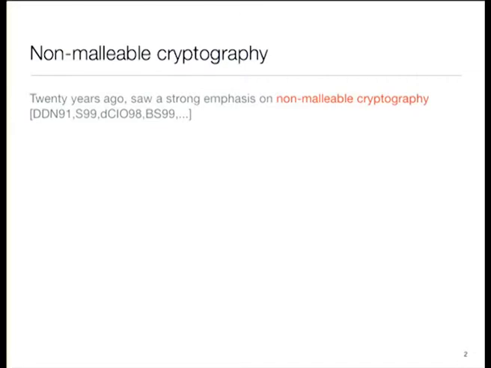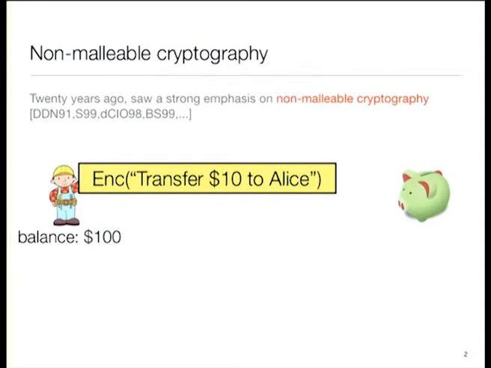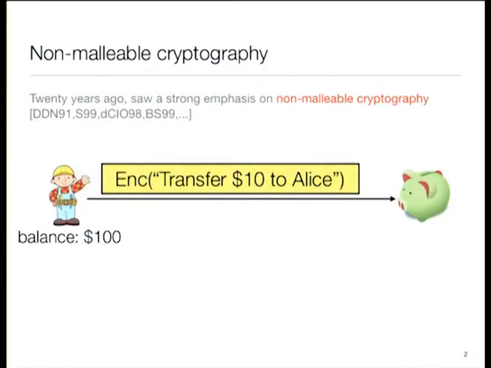Let's imagine we have some user, Bob, and Bob wants to go talk to his bank. Bob, let's say, has $100 with the bank, but he owes Alice some money, so he wants to transfer $10 to Alice. One way to do this is Bob encrypts this message under the bank's public key so that only the bank can decrypt it, and he then starts to send that ciphertext over to the bank. Potentially, as that ciphertext is in transit, Alice jumps on the wire and sees this ciphertext going by.